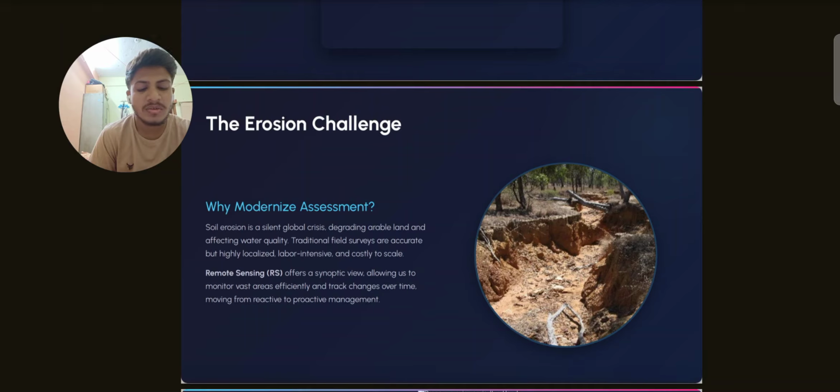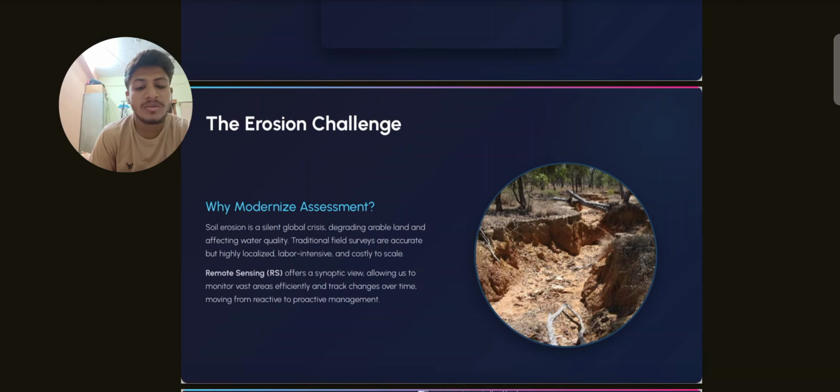The modernization of erosion assessment through tools like remote sensing and geographic information systems has become essential due to the following reasons. Large scale and complex nature of erosion: soil erosion is a spatially variable and dynamic process that occurs over vast areas. Need for timely and repetitive data: erosion processes change rapidly, especially after heavy rainfall, deforestation, or land use change.